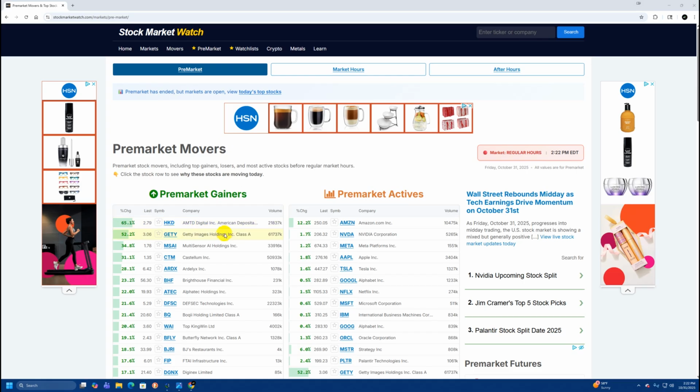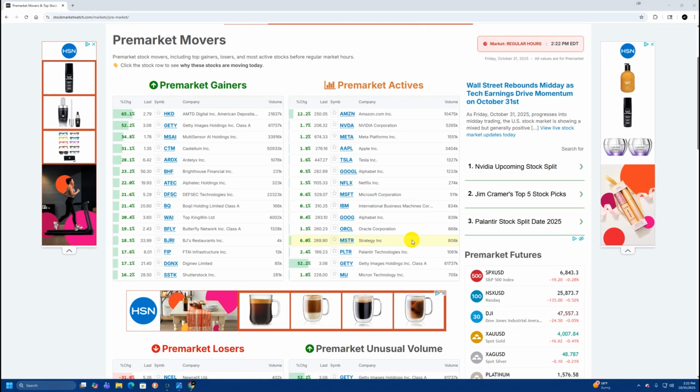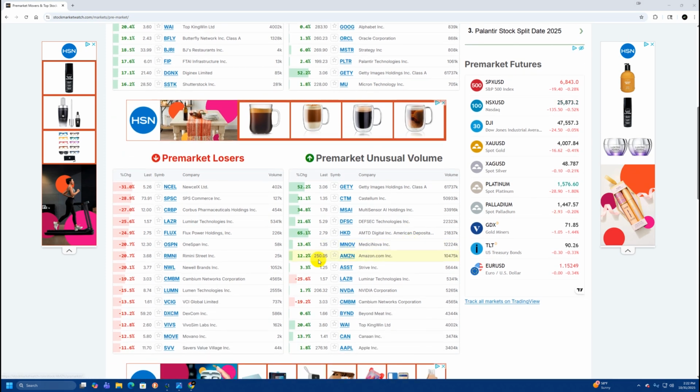Okay, so for example, when you have the pre-market gainers, you'll have stocks like this here. It's up 65% in the pre-market, a low dollar stock. So on any given day, there are always going to be stocks like that. And there may also be some in the losers section as well.